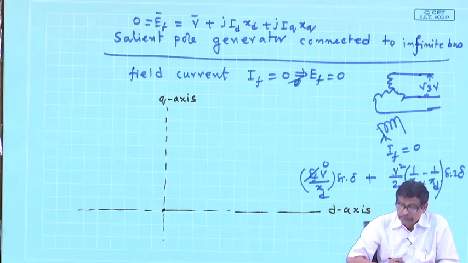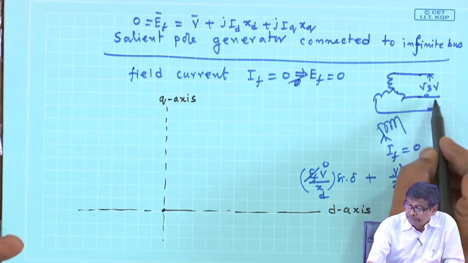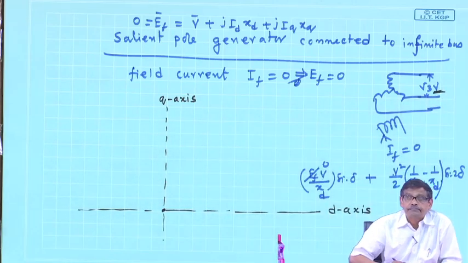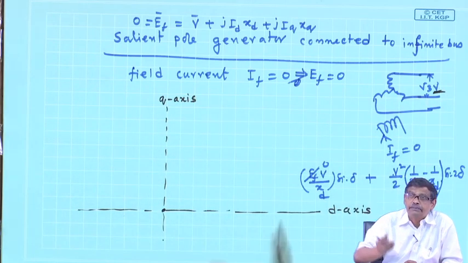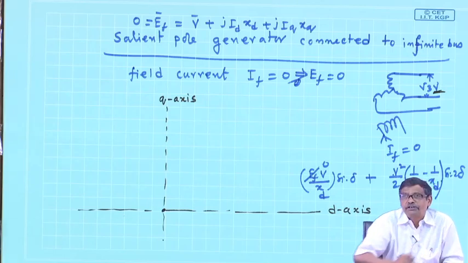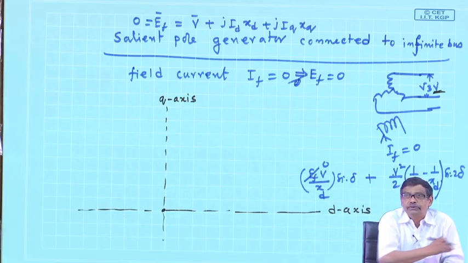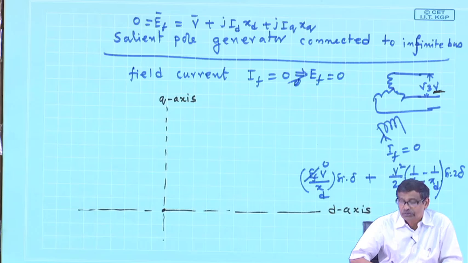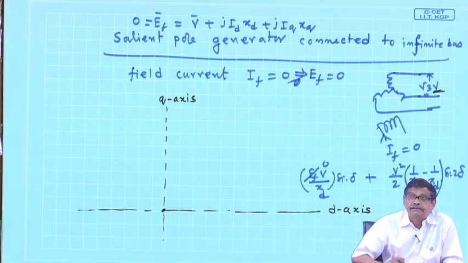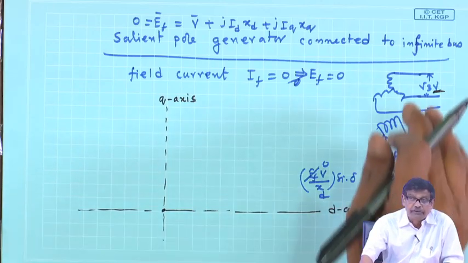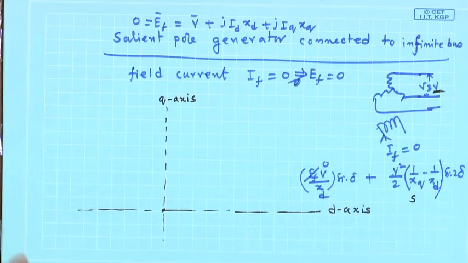So, EF is 0, but V is finite, it is connected to the bus, terminal voltage is there. You have synchronized the machine, then perhaps brought the field current gradually to 0 of this machine. So, only the salient power due to the saliency term is present. V is finite, having a large voltage like that.